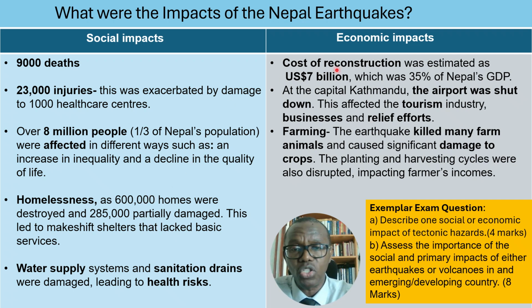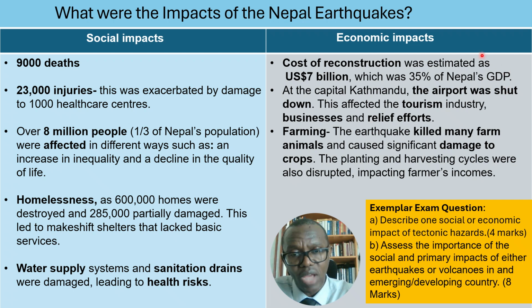Okay, then moving on to the economic impacts, we have the cost of reconstruction, and this was estimated at 7 billion US dollars, which was 35% of Nepal's GDP. So over a third of Nepal's GDP is what it costs for the reconstruction process.